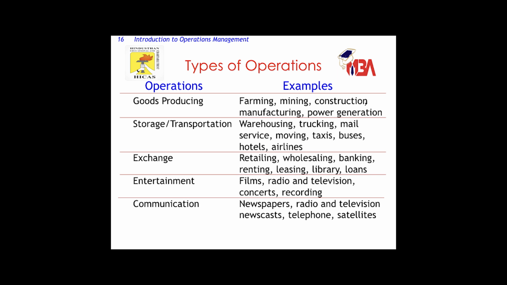Farming, the various operations are there. Mining, the various operations are there. Warehousing operations are there. Retailing operations are there. Film producing operations are there. Newspaper production operations are there. Right? So let us understand the various types of operations that are there in the market. Performing the various operations to produce the product or service comes under operations function, and the management of all this comes under operations management.